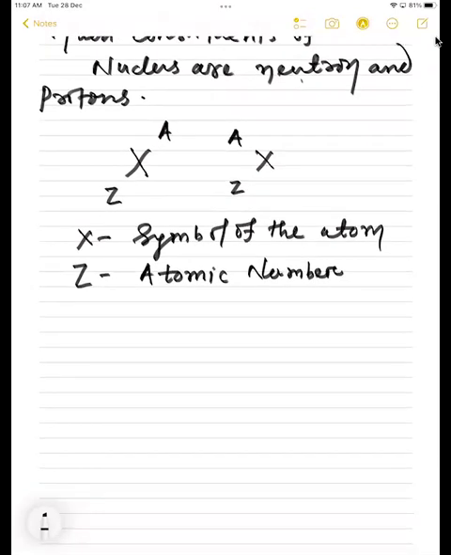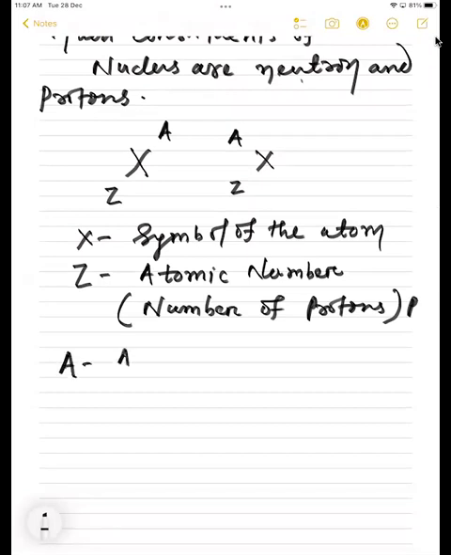Atomic number means, indirectly, the number of protons, that is P, small p. Then atomic mass number A. A is the atomic mass number.